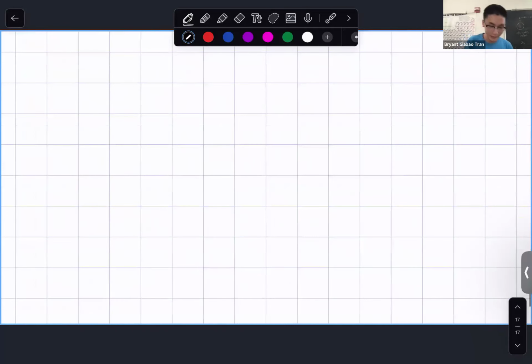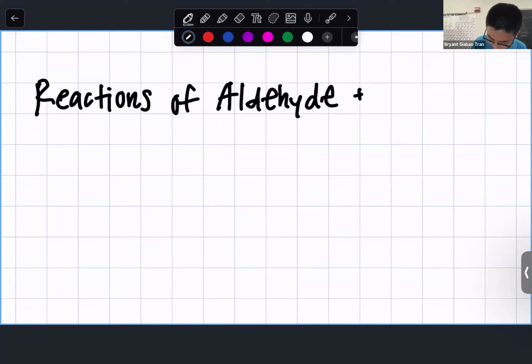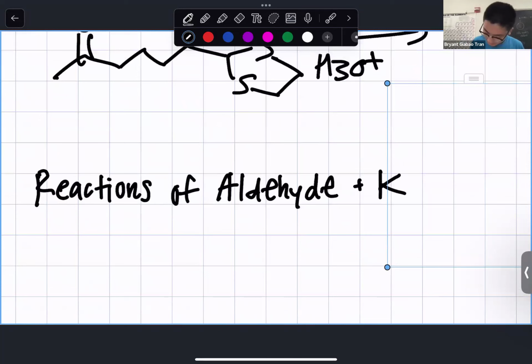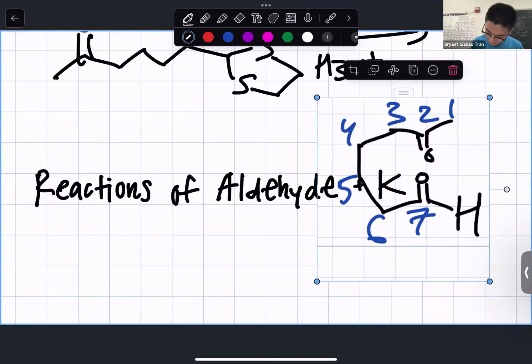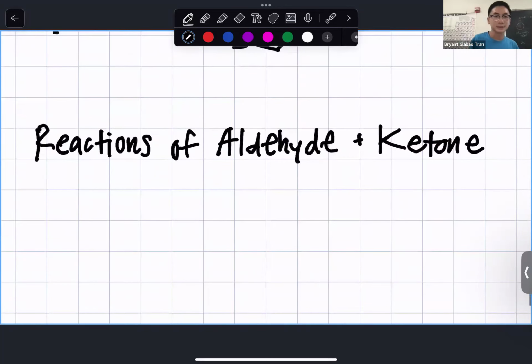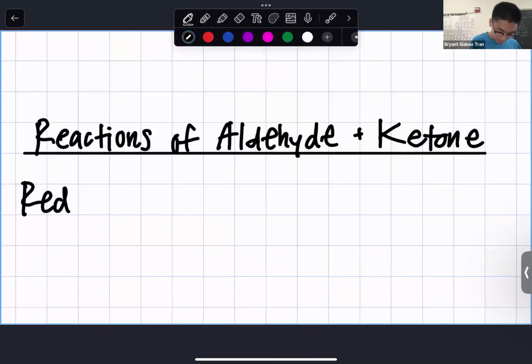Now let's look at some reactions of aldehyde and ketone. There's reduction, which we just did.